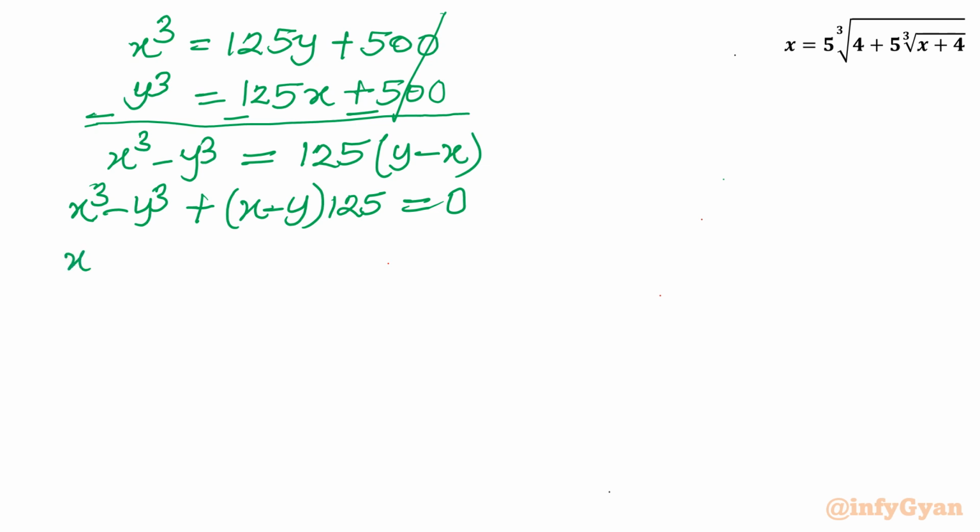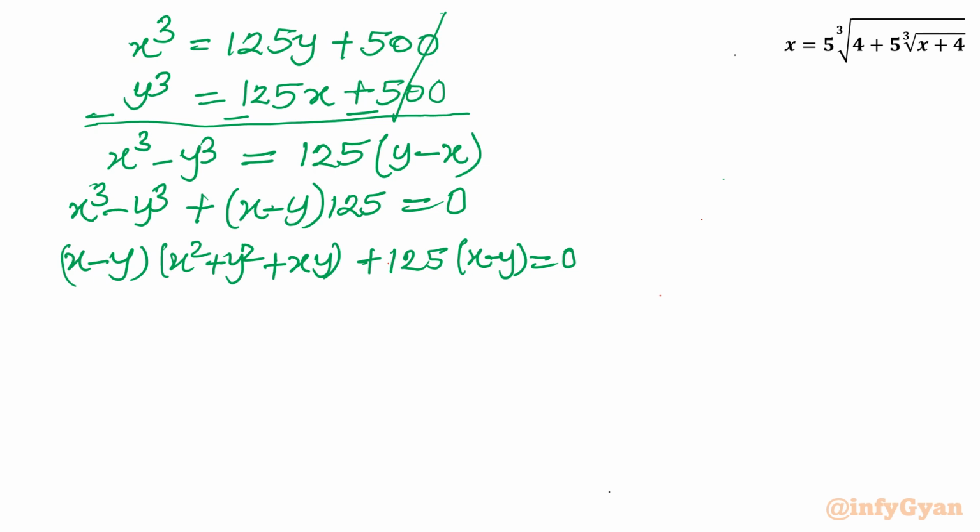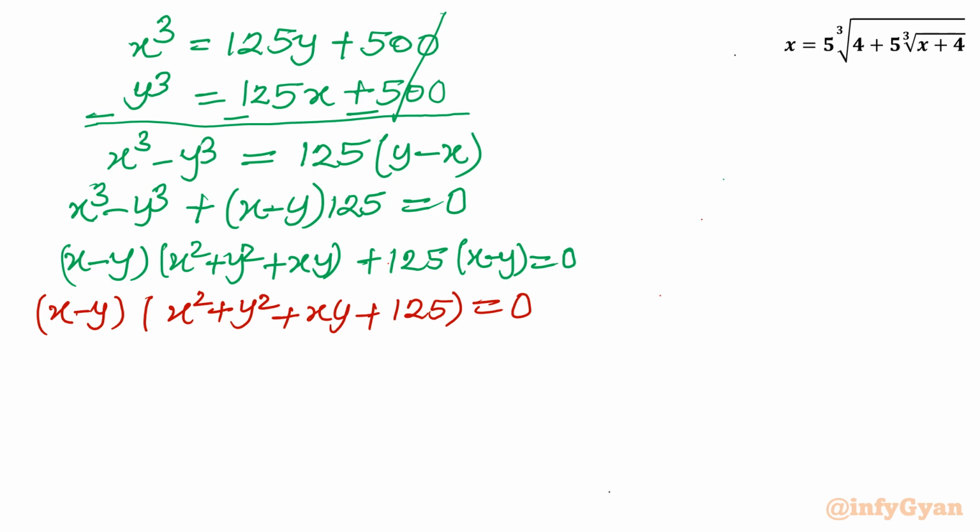Let us expand using the algebraic identity a cube minus b cube, so a minus b, a square plus b square plus ab, plus 125 times x minus y equal to 0. Now I will take x minus y overall common. So x minus y in one bracket and x square plus y square plus xy plus 125 equal to 0. f times g equal to 0. So either f equal to 0 or g equal to 0.